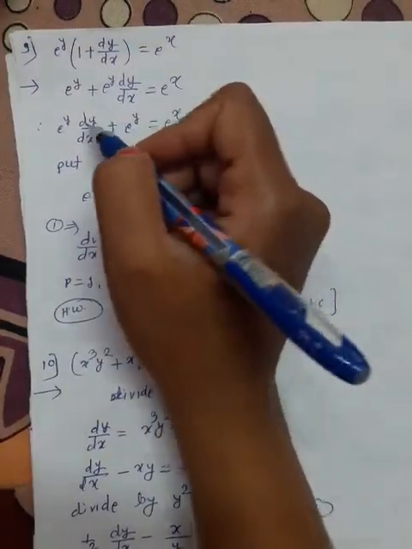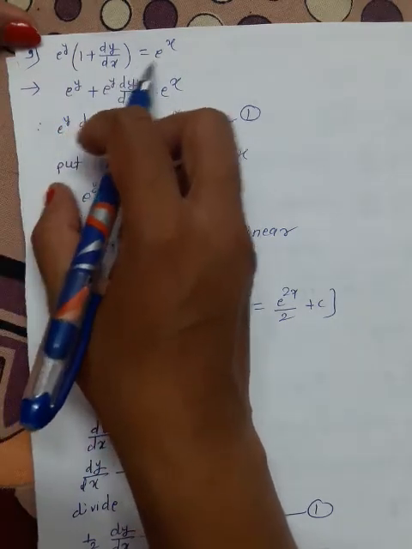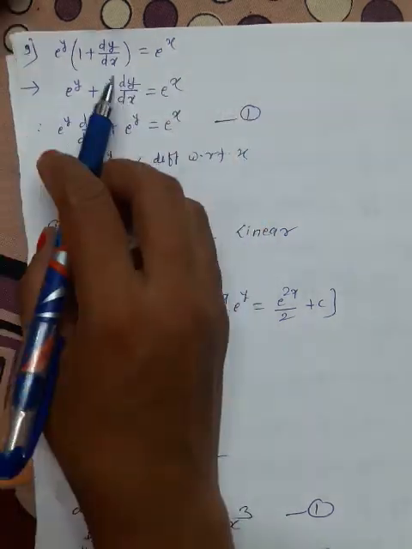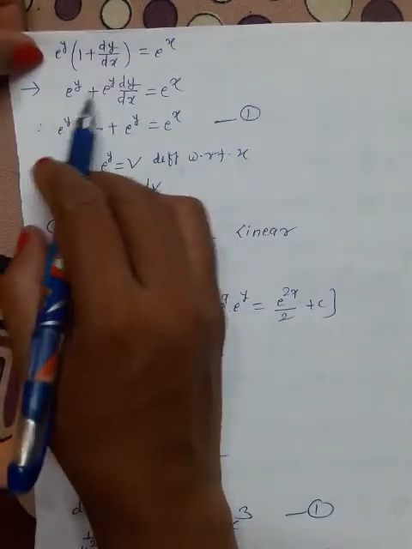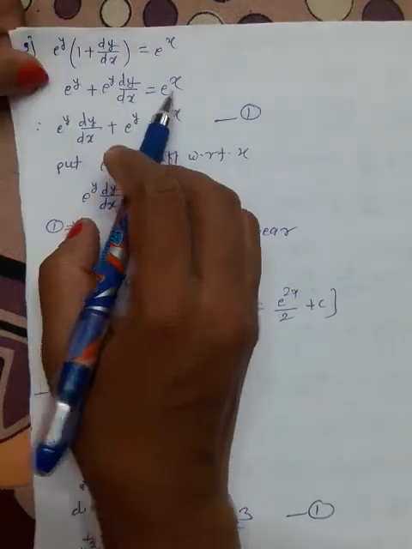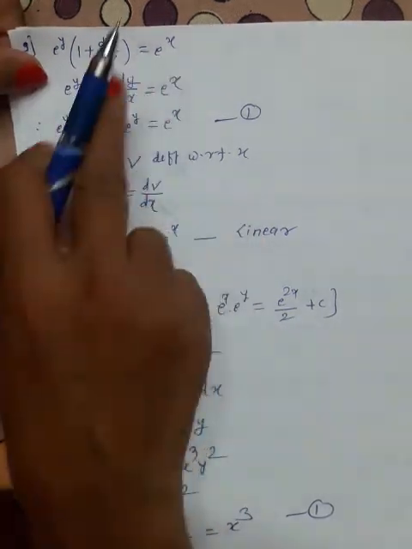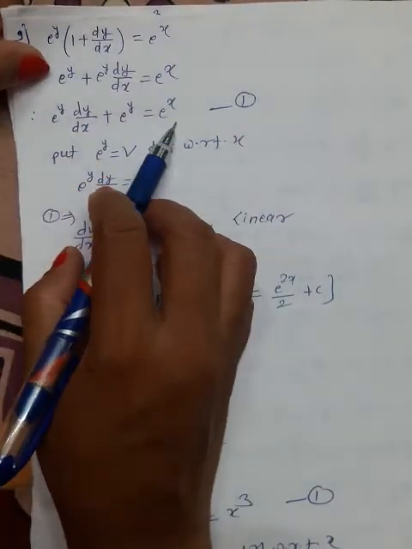Okay, let us see the next one. e raised to y into bracket 1 plus dy by dx is equal to e raised to x. First take this e raised to y inside the bracket. We get e raised to y plus e raised to y into dy by dx is equal to e raised to x. Reverse this term, we get e raised to y dy by dx plus e raised to y is equal to e raised to x.